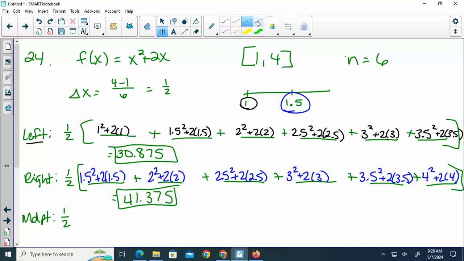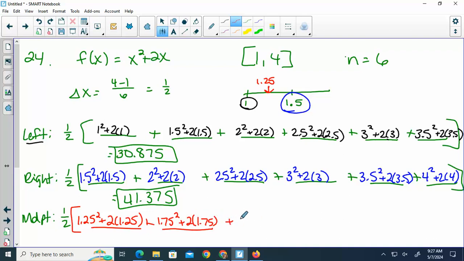Midpoint, we start with the middle. What is in the middle of those two numbers? So that's what we're plugging in each time. So 1.25 squared plus 2 times 1.25. Okay, 6 total. You're still increasing by 0.5 every time, so the next one will be 1.75, 2.25, 2.75.